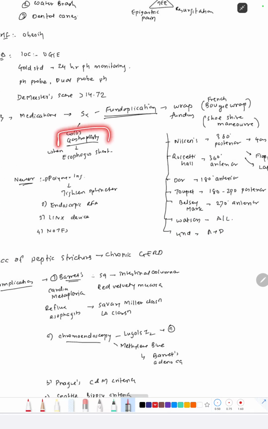Then another operation is called the gastroplasty. It is called Collis gastroplasty, when the esophagus is short, that is, when its intra-abdominal length is less than 2 cm. The newer modalities include polymer injection, which tightens the sphincter, endoscopic radiofrequency ablation, then the LINX device, or natural orifice transluminal endoscopic surgery, that is NOTES.